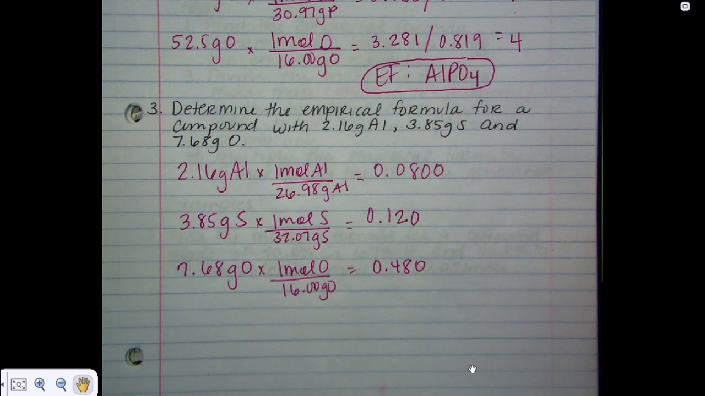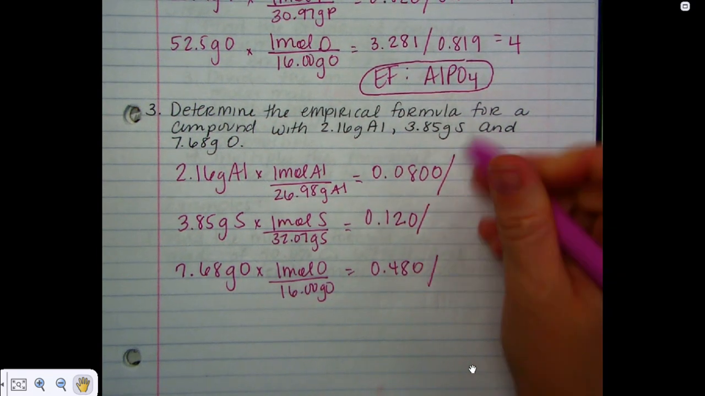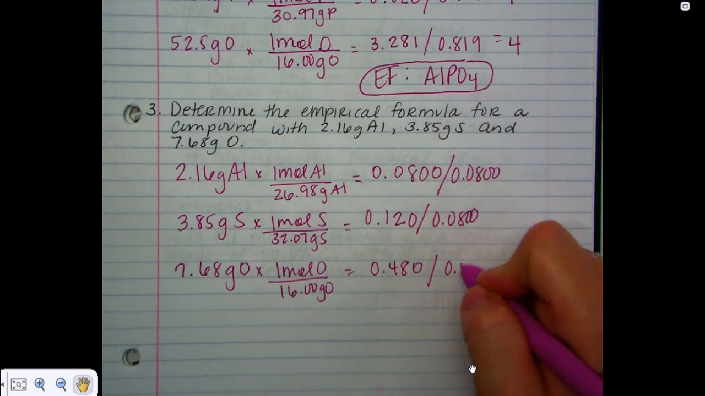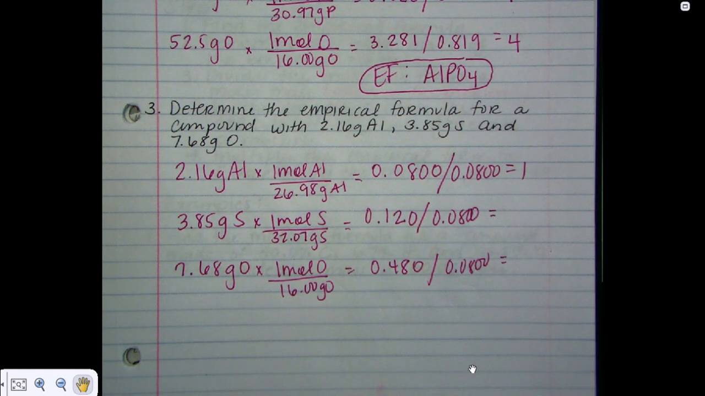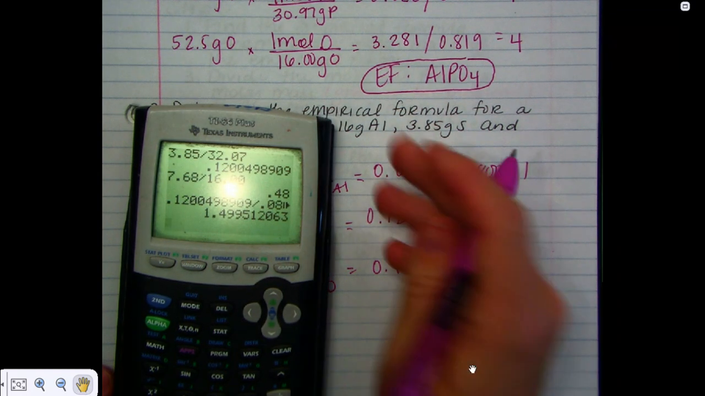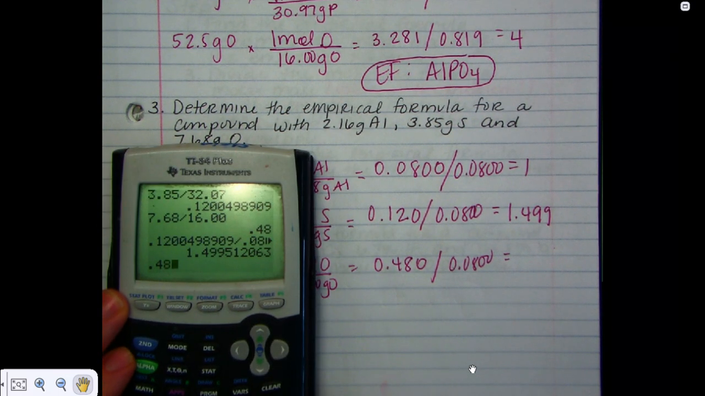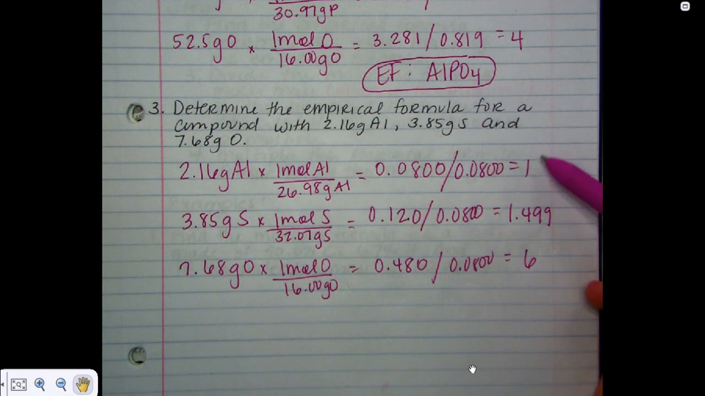Now, percent to grams, we didn't have to do. Grams to mole, check. Divide by the smallest. So the aluminum is the smallest, 0.0800. So we know the top one's going to be 1. And then for the sulfur, we're looking at 1.499. And then the last one, 0.48 divided by 0.0800 gives me 6. Okay, so 1 and 6 are nice whole numbers.